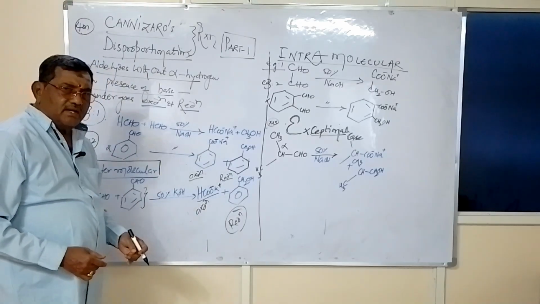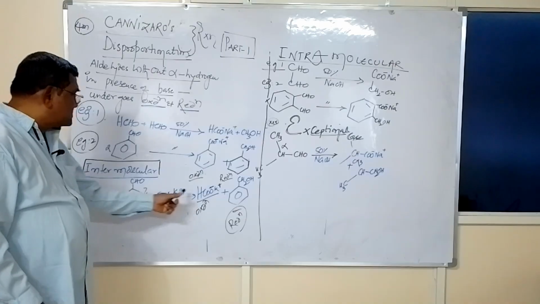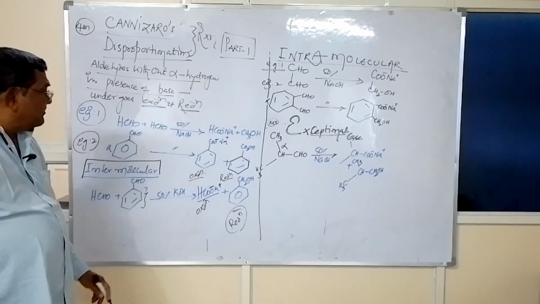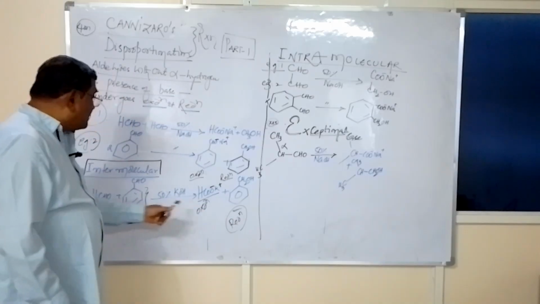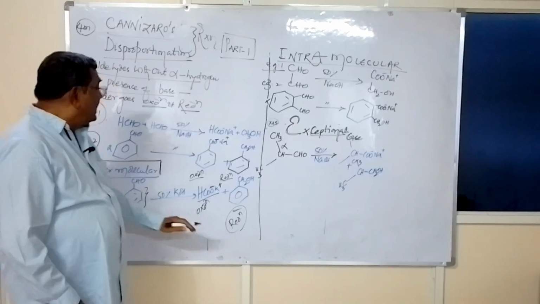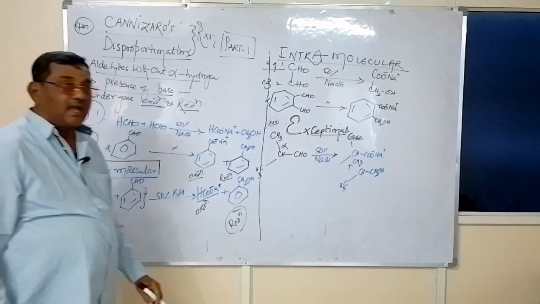It's not the time to tell you the entire mechanism. Formaldehyde undergoes oxidation and gives rise to potassium formate, and benzaldehyde undergoes reduction and gives rise to alcohol. It's known as the intermolecular Cannizzaro reaction.